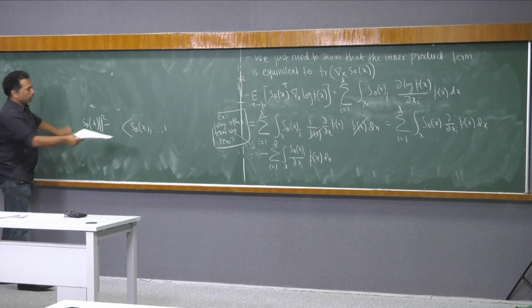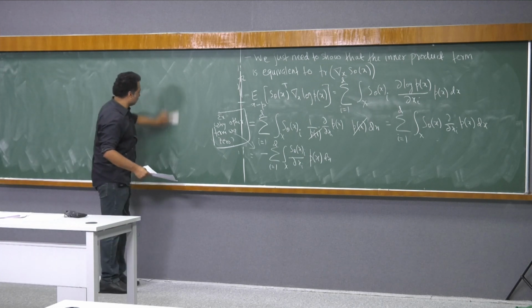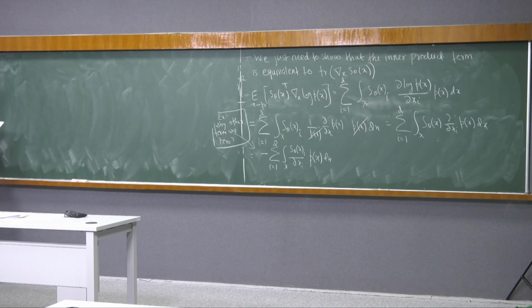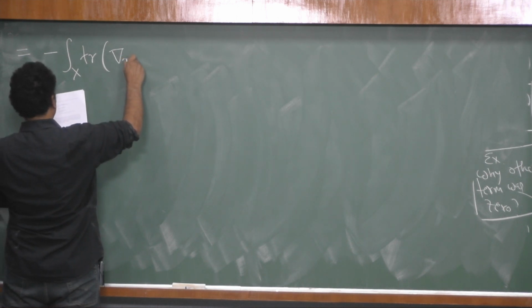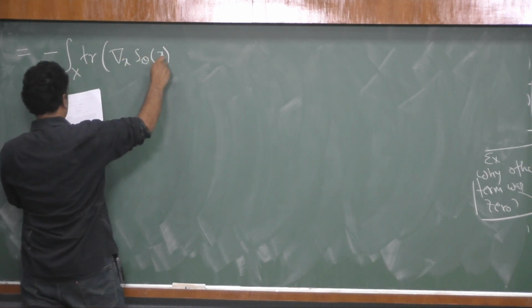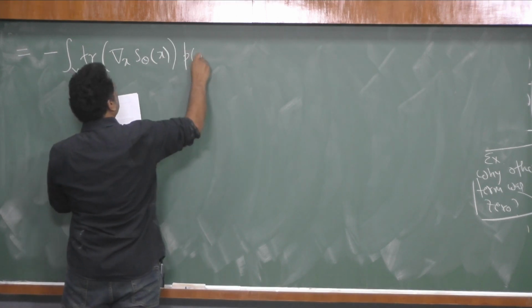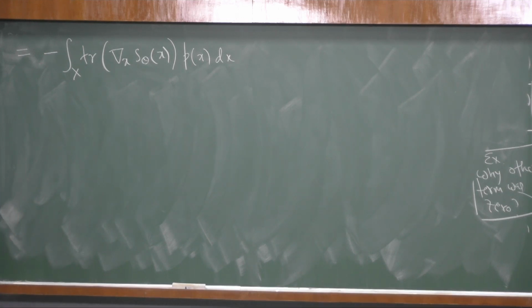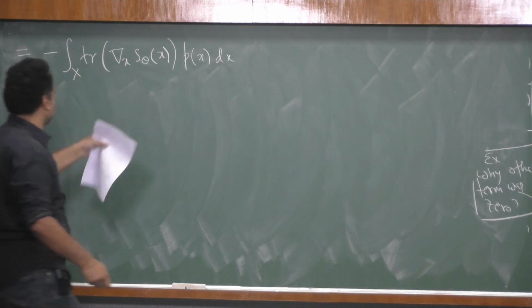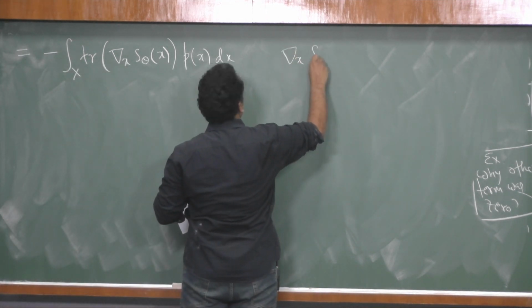So this is minus the integral of the trace of grad x s theta x times p(x) dx. In fact, I can also leave this as an exercise. Trace is the sum of the diagonal entries, so I just look at the ii term, even if I'm taking the gradient. So, the gradient with respect to x of s theta.